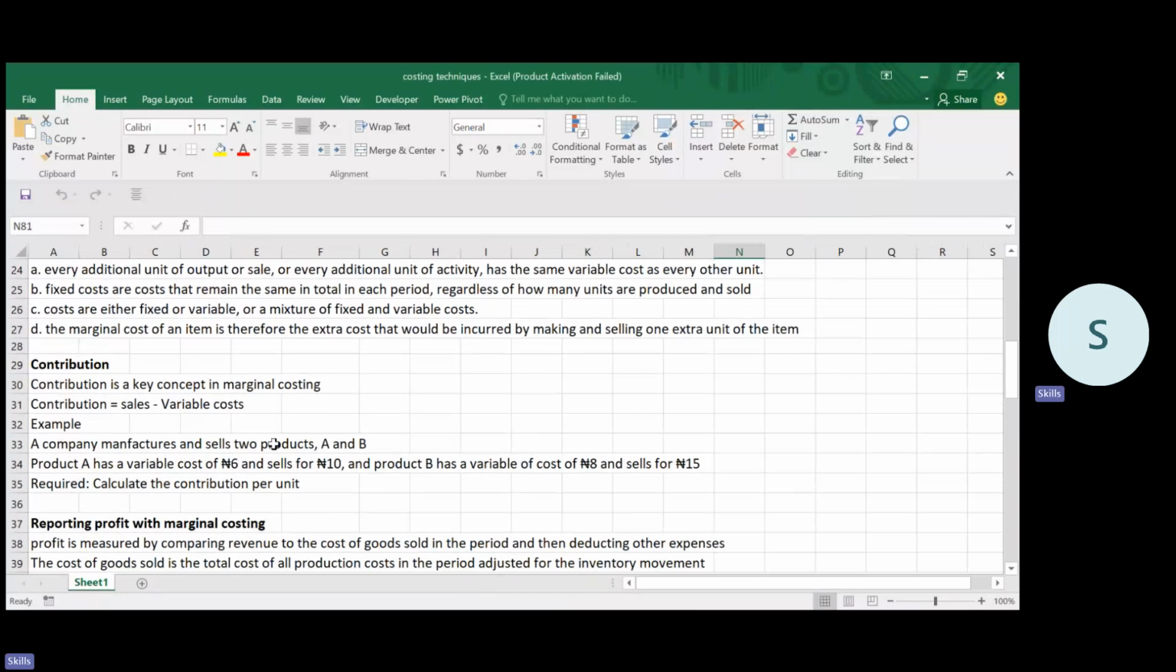Let's look at this example. A company manufactures and sells products A and B. Product A has a variable cost of 6 naira and sells for 10 naira. Product B has a variable cost of 8 naira and sells for 15 naira. Required: calculate contribution per unit. So now, using marginal costing, we determine the contribution for these two products, A and B. This is how you do it. Let's create another page.